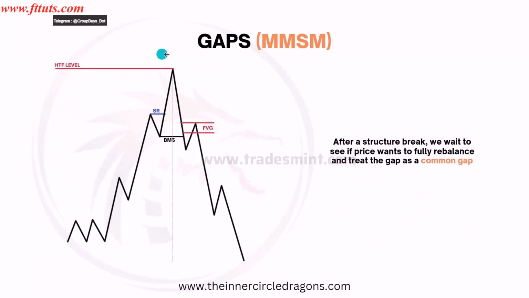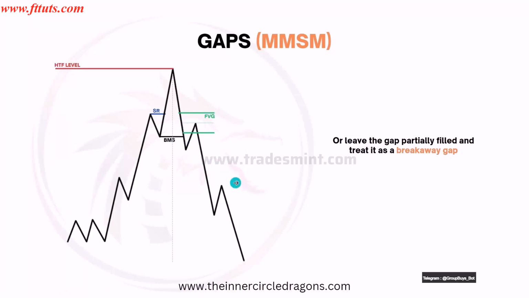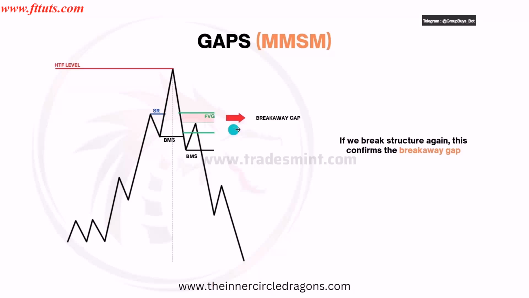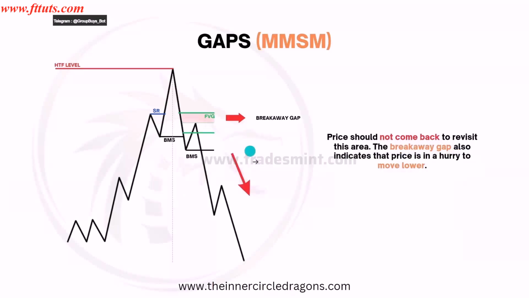On the right side of the curve of a market maker sell model, after we have a confirmed break in market structure, which, if you recall in the previous lessons, the fair value gap inside of the expansion leg that broke structure would confirm the structure break. Now, we want to see if price wants to fully rebalance that fair value gap and treat it as a common gap, or only partially fill it and move away from this area. The breakaway gap is confirmed once we break below this short-term swing low. We then expect price to remain heavy and do not expect price to revisit this area. Again, this also indicates that the algorithm is in a hurry to reprice lower.